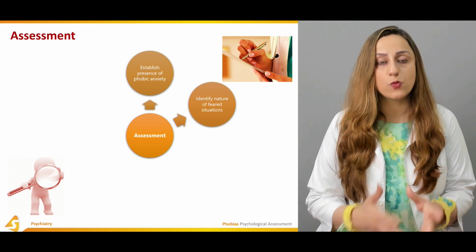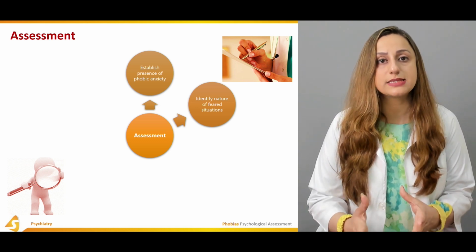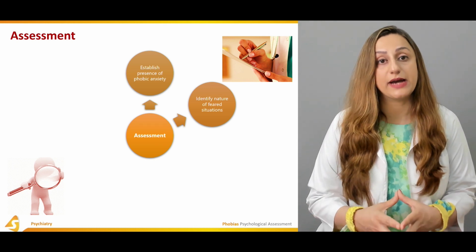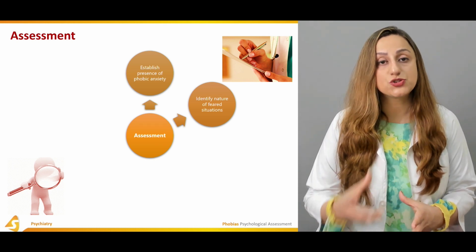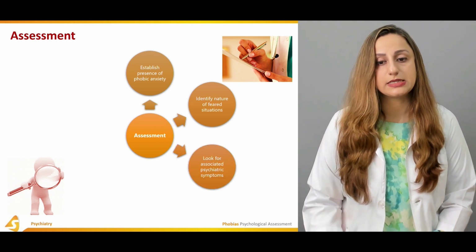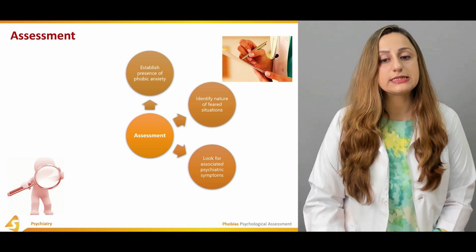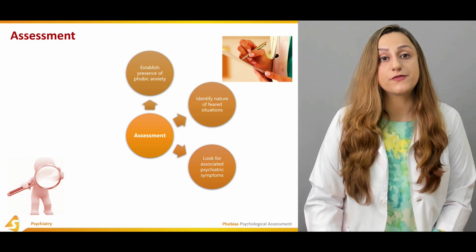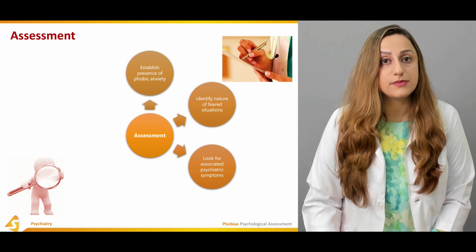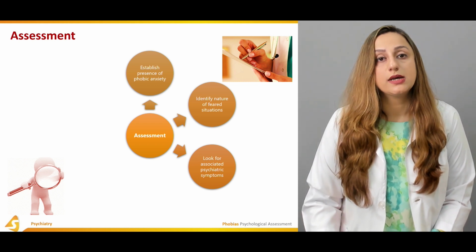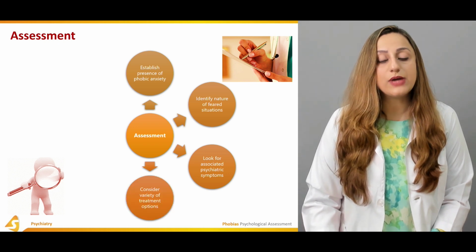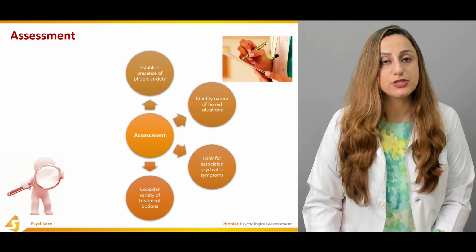But if there are one or two incidents that took place, then you're going to compare those incidents and get on to that triggering factor that is basically triggering that panic attack or anxiety situation in that particular person. And then look for the associated psychiatric symptoms. Is the person suffering from depression or mania, or is it a bipolar affective disorder? All of these have to be considered in that particular patient. And you have to consider the variety of the treatment options.